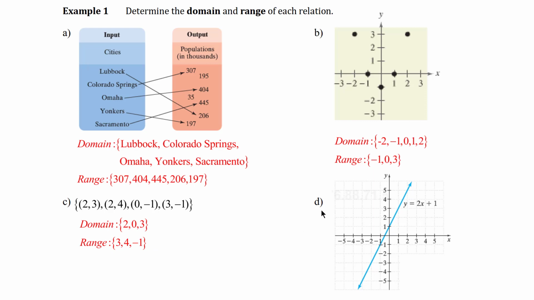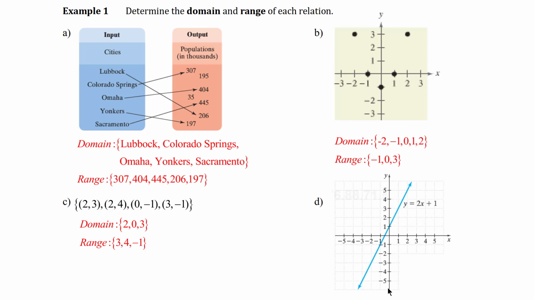For part D, the relation is represented by the graph of a line. The equation for this line is y equals 2x plus 1. Notice here that we have a solid line that goes infinitely towards the left and infinitely towards the right. This means that we use all of the x values that are listed on the x-axis. Also, this line goes infinitely up and infinitely down, which means that we use all of the y values that are listed on the y-axis.